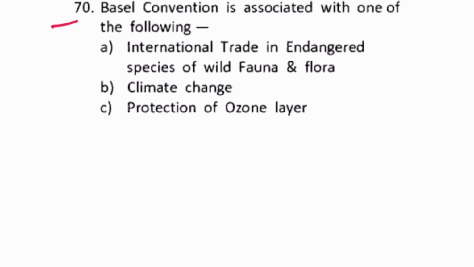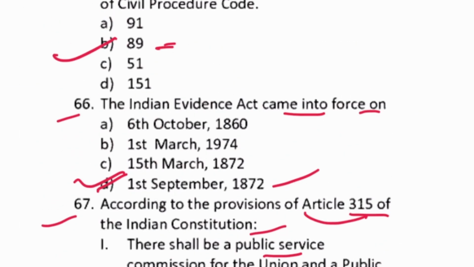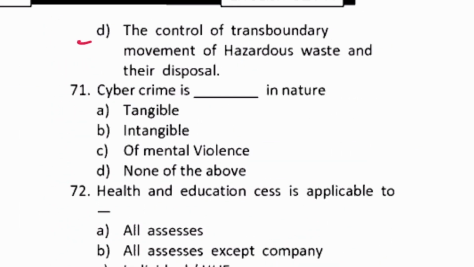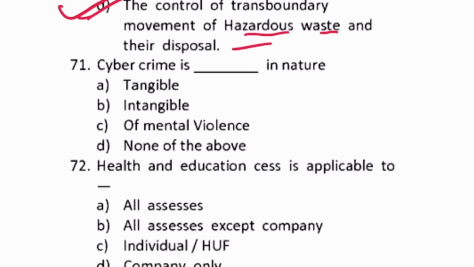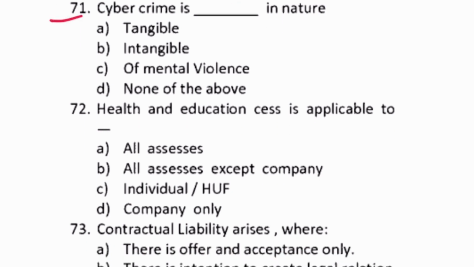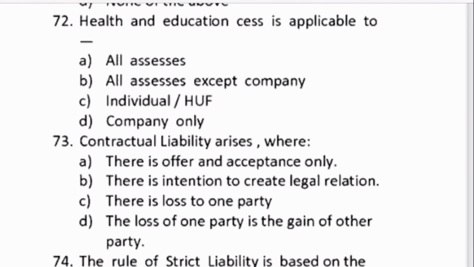Next is 70. Basel Convention is associated with one of the following. It is related to the control of transboundary movement of hazardous waste and their disposal. D is the answer. Next 71. Cybercrime is intangible in nature. B is the answer. Next 72. Health and education cess is applicable to all SSCs. A is the answer.